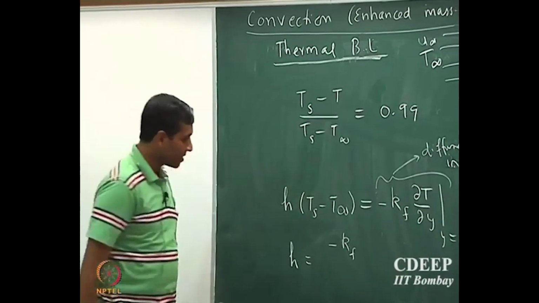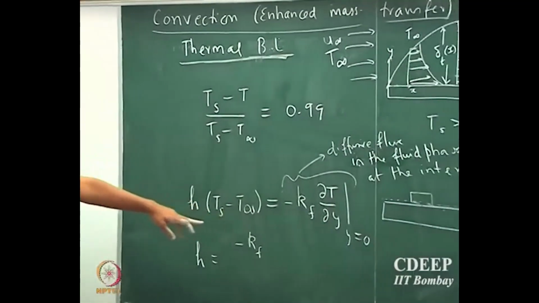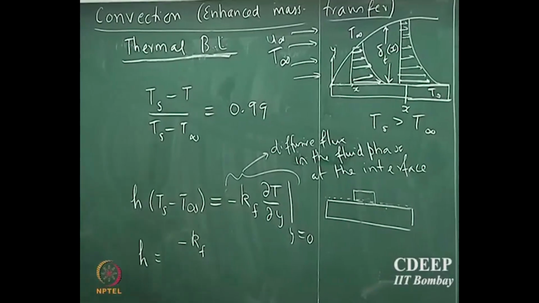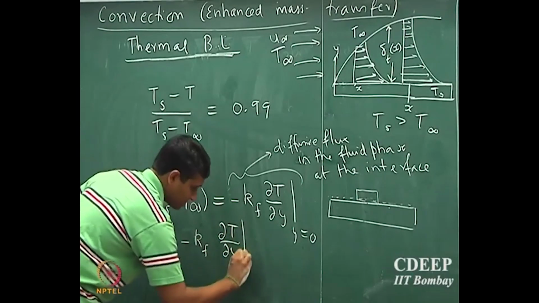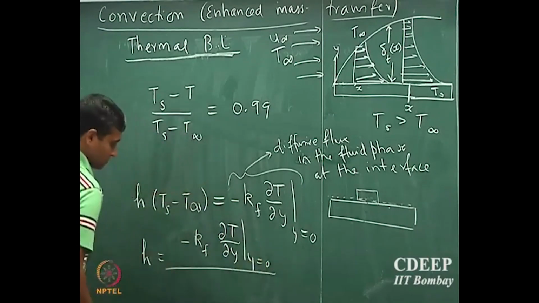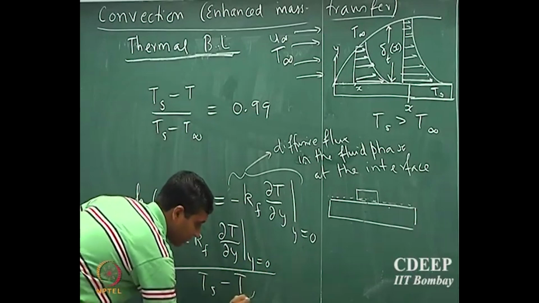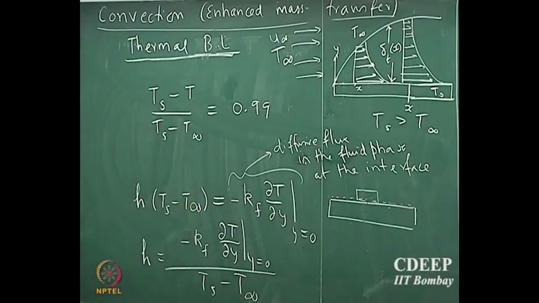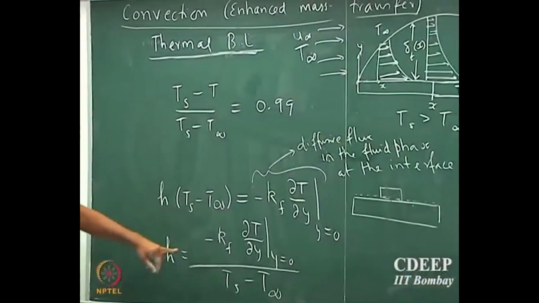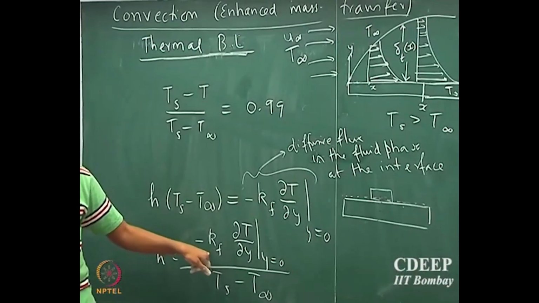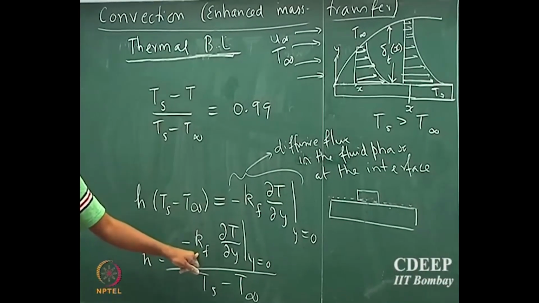Okay? So therefore based on this heat balance at the interface, we can write the heat transport coefficient as, minus k fluid dT/dy at y equals 0, divided by Ts minus T infinity. Okay. So that's the definition for heat transport coefficient. So far we liberally used heat transport coefficient, but this is the correct way to find it. It's the conductivity of the fluid. Remember that it's the conductivity of the fluid and not conductivity of the solid.